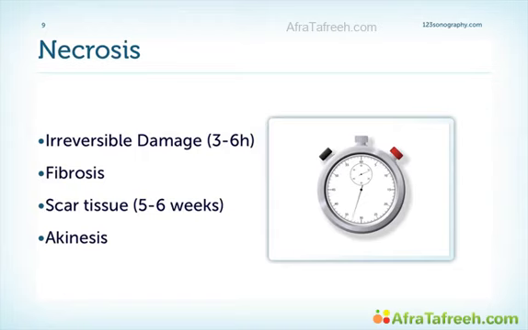Time is an important and crucial factor in the development of irreversible myocardial damage after acute coronary occlusion. It probably takes somewhere between 3 and 6 hours until the myocardium is entirely destroyed. What we then see is fibrosis and eventually scar tissue formation, but that takes approximately 5 to 6 weeks. So it takes some time until we see the typical pattern of a scarred infarct with echocardiography.